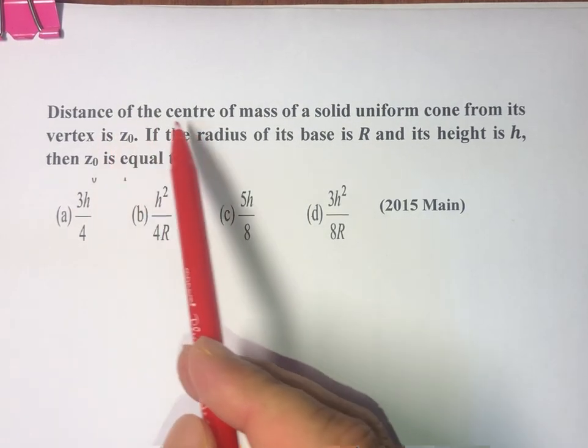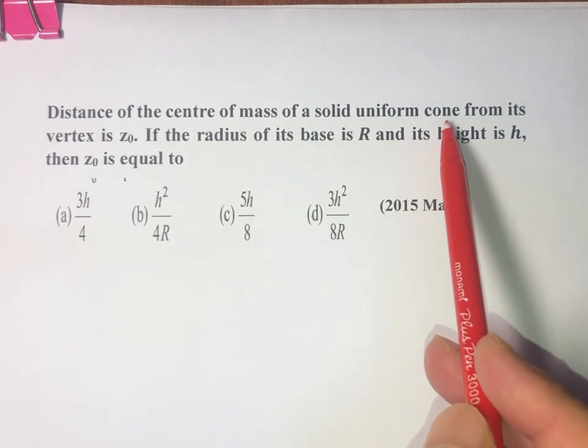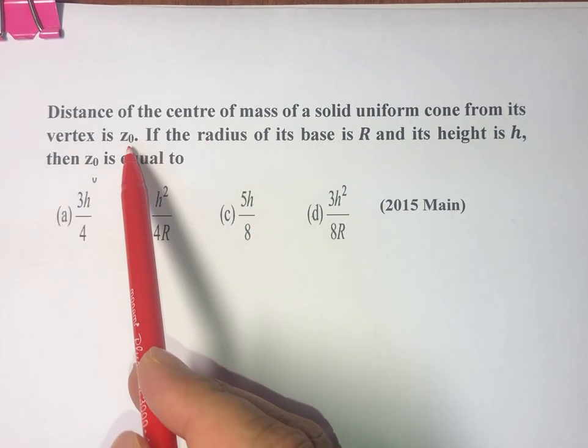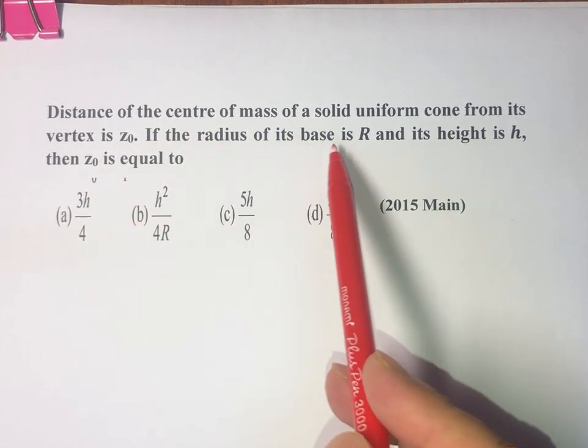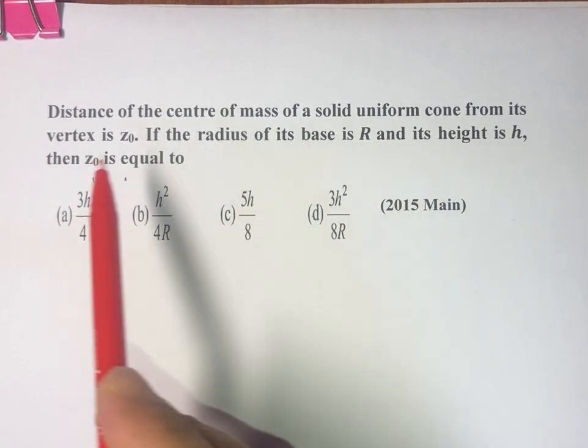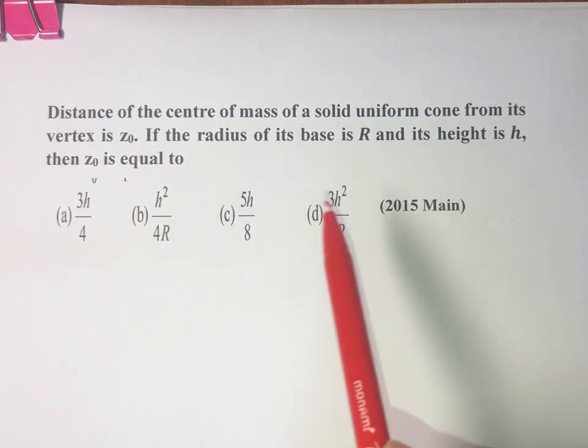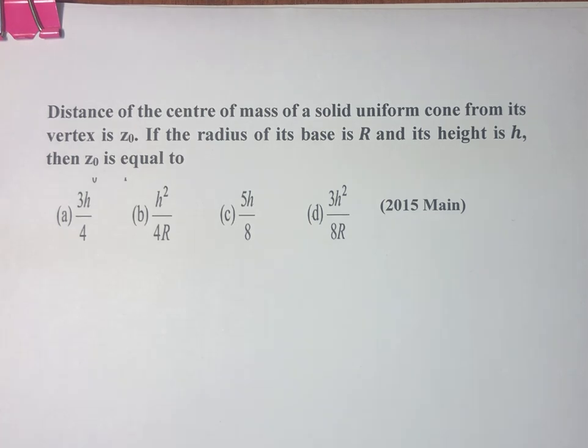The distance of the center of mass of a solid uniform cone from its vertex is z0. If the radius of the base is r and its height is h, then z0 is equal to. So these are four options. We are going to select one of them.